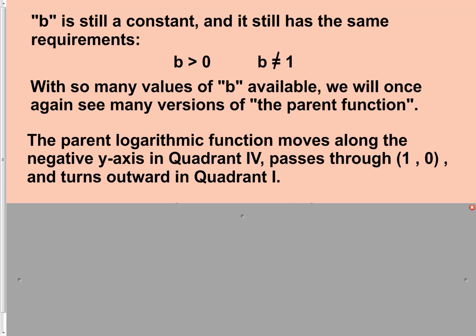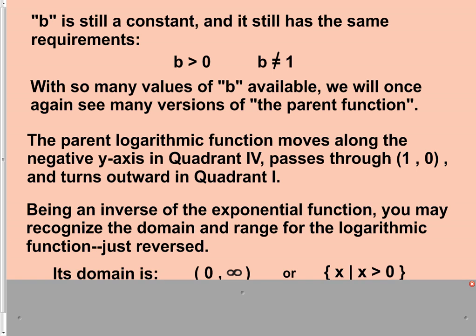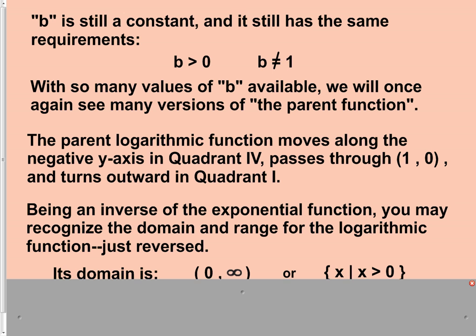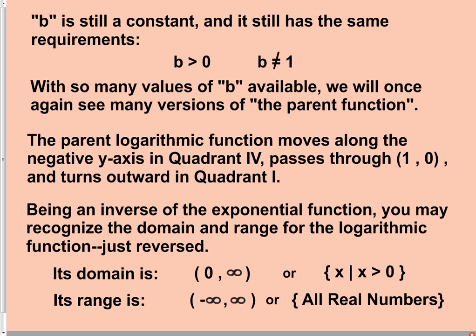Okay, so as we've already saw, our parent logarithmic function comes up along the negative y-axis in quadrant 4. It passes through 1 on the x-axis, and it turns outward towards infinity on the x-axis in quadrant 1. Okay, so it's an inverse of the exponential. We've already said that several times. Okay, that means that the domain and range are still very similar as they were with the exponential function, but they are inversed just like the functions are.